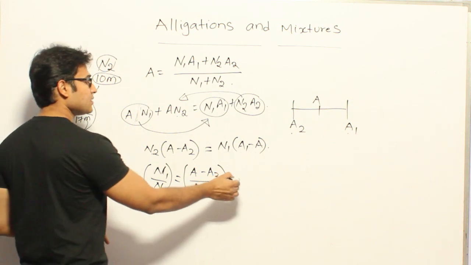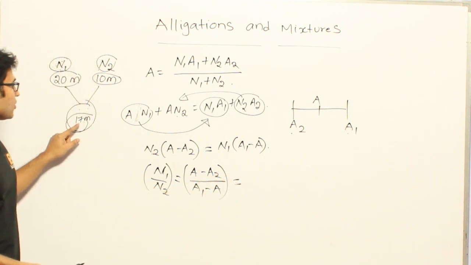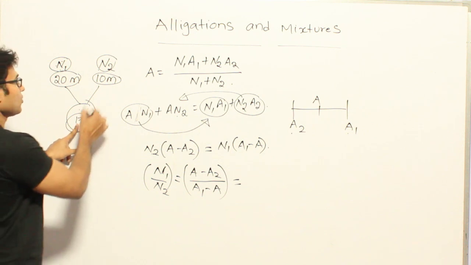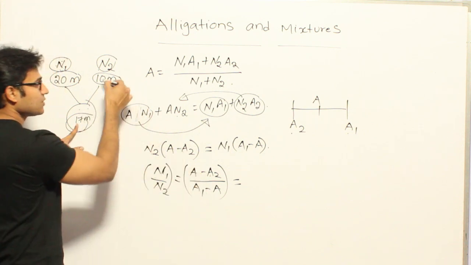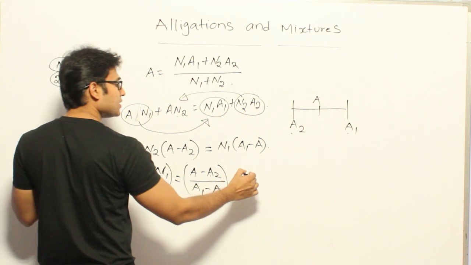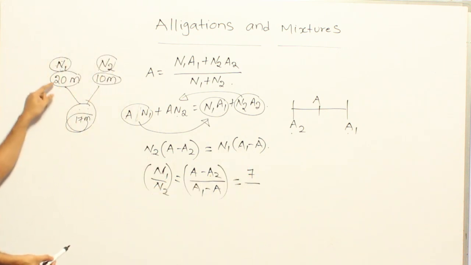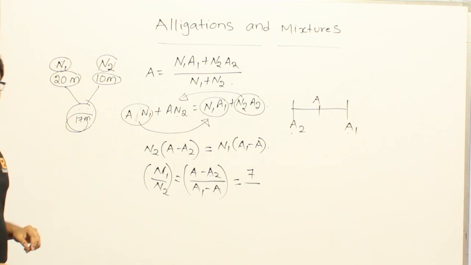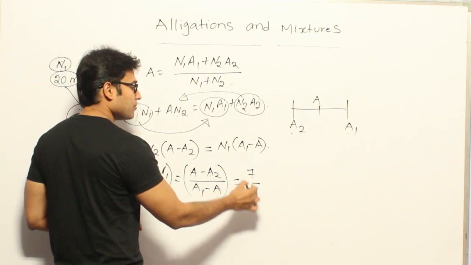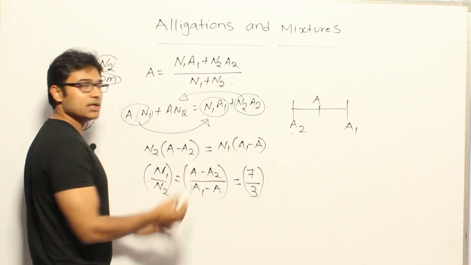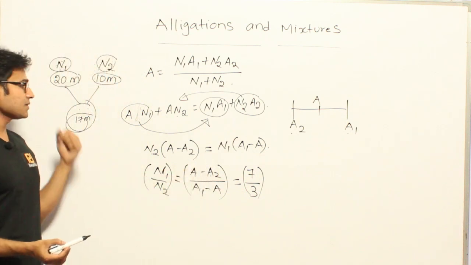So what is a in this case? Finally you are going to get 17, right? So 17 minus 10, a2 means the lower one, right? 17 minus 10 is 7, divided by a1 minus a. So what is a1 minus a? 20 minus 17, which is 3. Therefore if you mix them in a ratio of 7:3, we are going to get this average as 17.